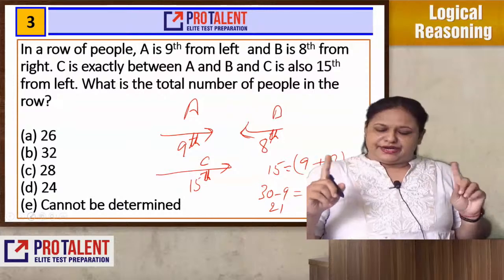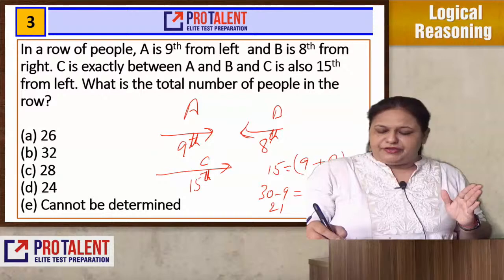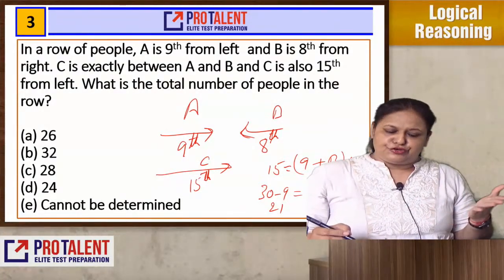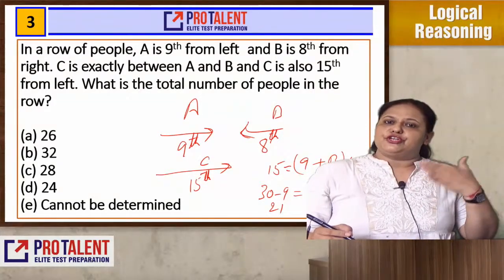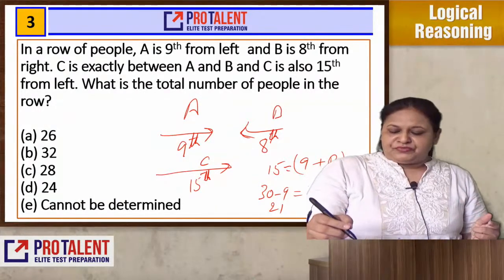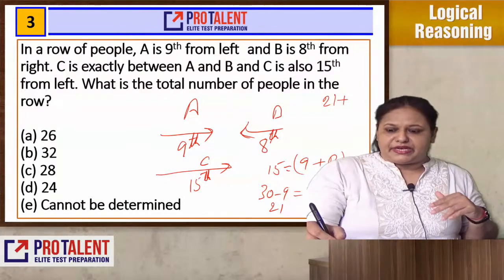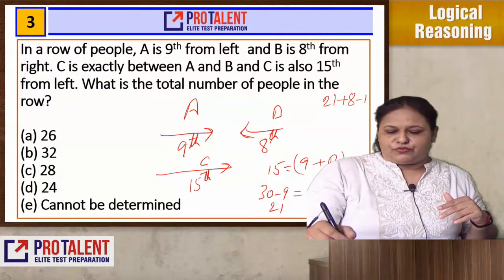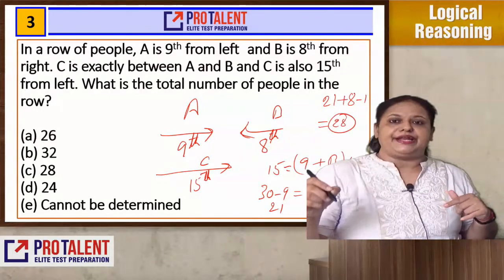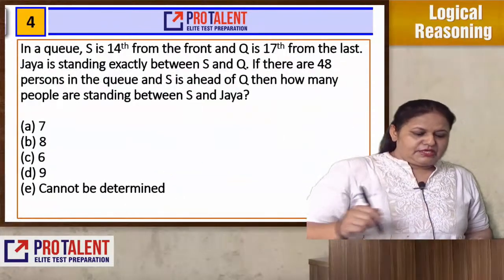If I want to find the total number of people, then it is going to be what? We get the value of B from the left hand side only, because we are taking the position of C from the left hand side, the position of A from the left hand side. So I found the position of B from the left hand side, which is 21. And now we know the position of B from the left hand side as 21 and the position of B from the right hand side as 8 minus 1. So, 28 is the answer. I hope I am clear now. Okay, fine. Let's move on to the next question.